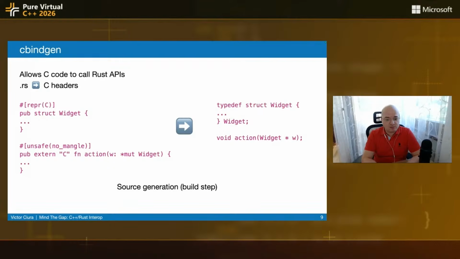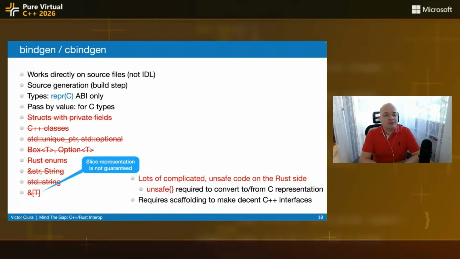So that is both C BindGen and BindGen, a solution that serves many projects well. Let's look a bit into what you can do with it. Like I mentioned earlier, it works directly on source code files. So no IDL required, no separately managed description files. You have to integrate it as part of your build step, of course. And in terms of types, it can deal with the C ABI representation, and it does allow pass by value.